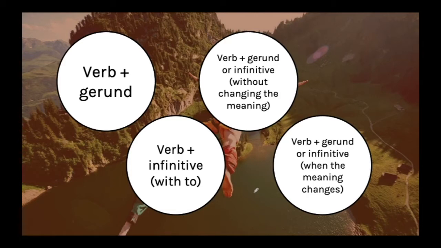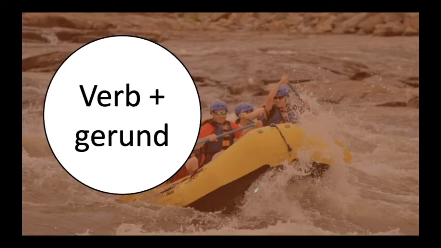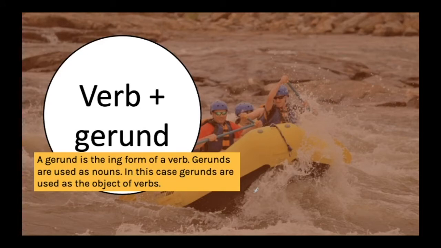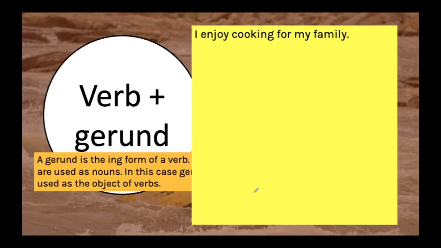So let's start with the first. Verb plus gerund. What is a gerund? A gerund is the ing form of a verb. The gerunds are used as nouns, and in this case, gerunds are used as the object of the verbs. I enjoy cooking for my family. The verb pattern is enjoy followed by cooking.